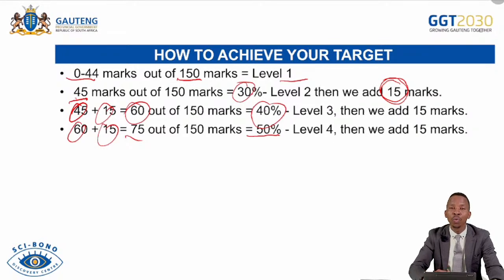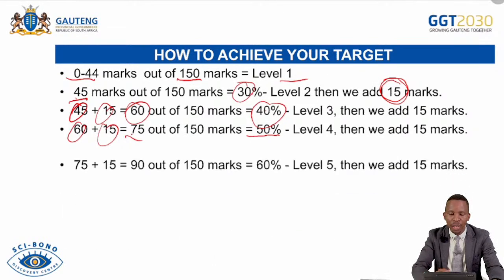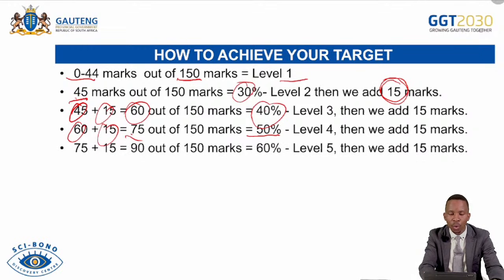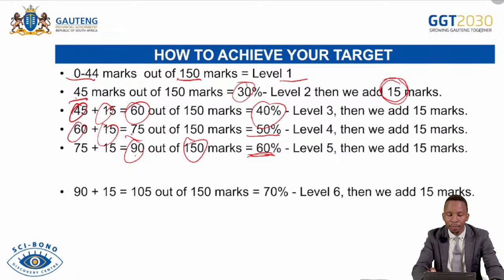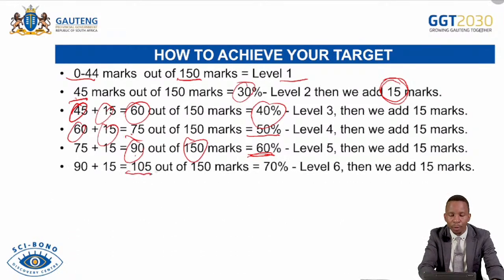So if you want to move to level 5, you need to add 15. You say 75 plus 15, you go straight to 90 over 150. That will give you 60%. So having 60%, if you want to achieve the next level on the following assessment, you simply add 15 to this 90 over 150. If you add 15, you get straight to 105, which gives you 70%, because 105 over 150 gives you 70%.